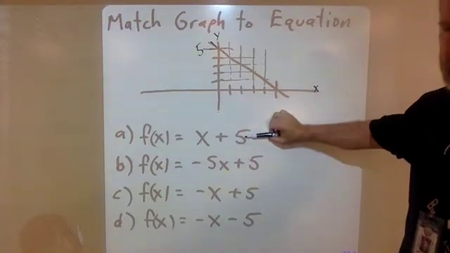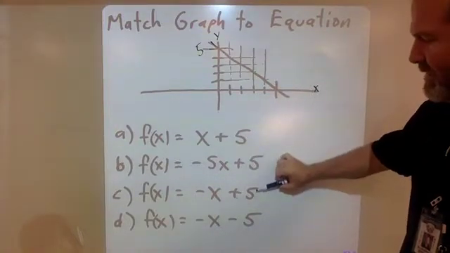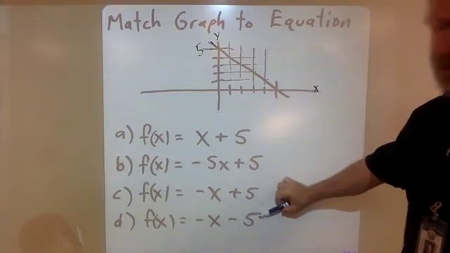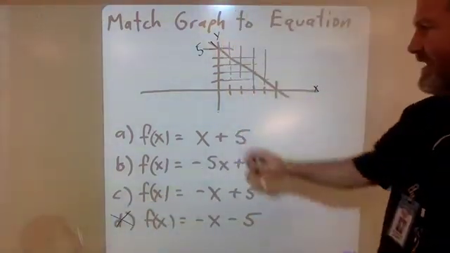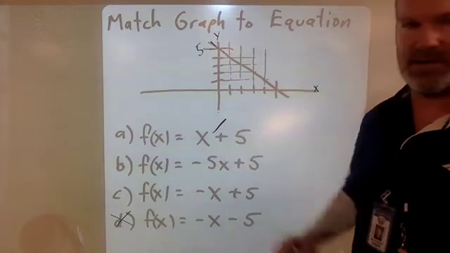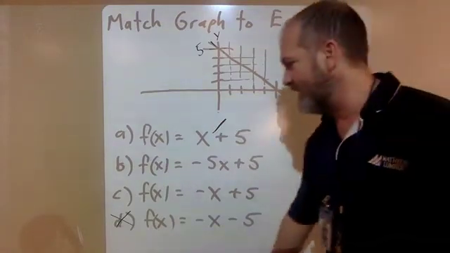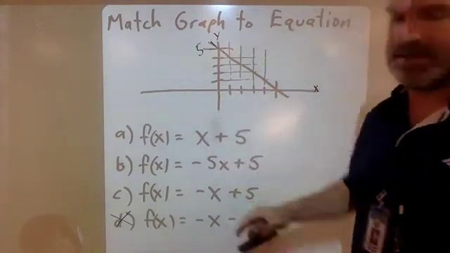So A says plus 5. That could be right, that could be right, that could be right. D is definitely wrong. We can eliminate D right away because that says minus 5. That would mean the line would be crossing way down here somewhere at negative 5, and that's not what we had. Okay, so we eliminated 1.